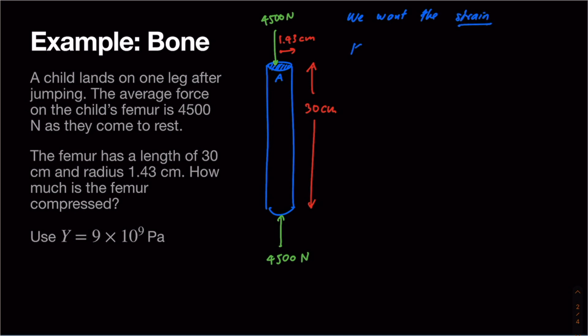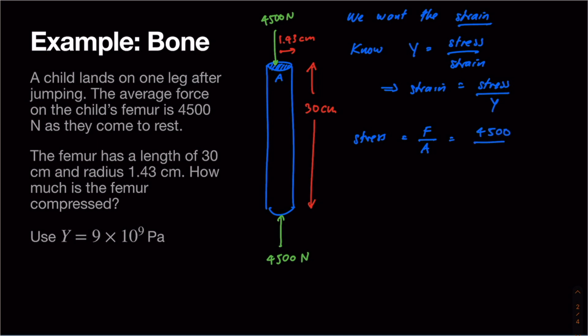So we know that our Young's modulus is given by the stress over the strain, and what that means is that our strain is therefore equal to our stress over the Young's modulus. So the stress we can work out as the force divided by our cross-sectional area. So it's going to be 4,500 over pi times the radius of that circle.